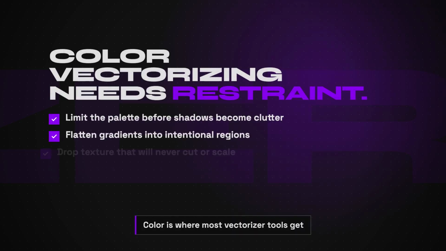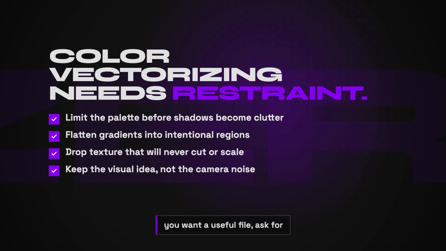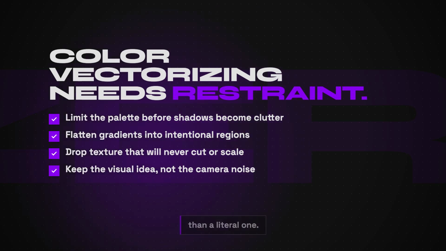Color is where most vectorizer tools get messy. Shadows become dozens of accidental shapes. Gradients become bands. Texture becomes noise. If you want a useful file, ask for a limited palette and simple color regions. A cleaner SVG is usually more valuable than a literal one.